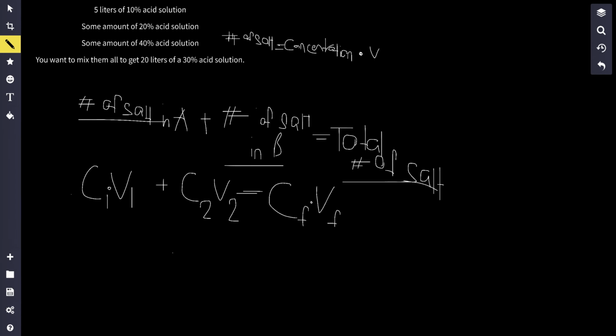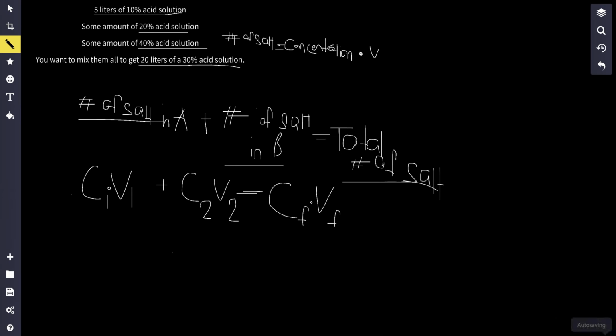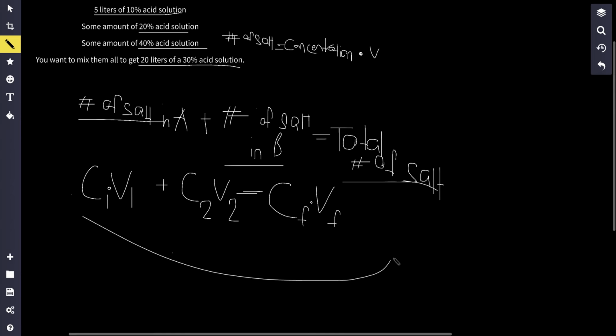Finally, let's end off with a bit longer problem. So 5 liters of a 10% acid solution, some amount of 20%, and some amount of 40%. So now we have 3 solutions this time. I want to mix all of them, leading me to 20 liters of a 30% acid solution. The good thing about the formula C1V1 plus C2V2 equals C final V final is you can add as many mixtures as you want.